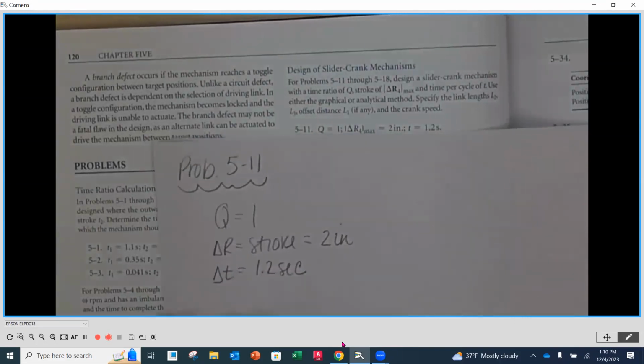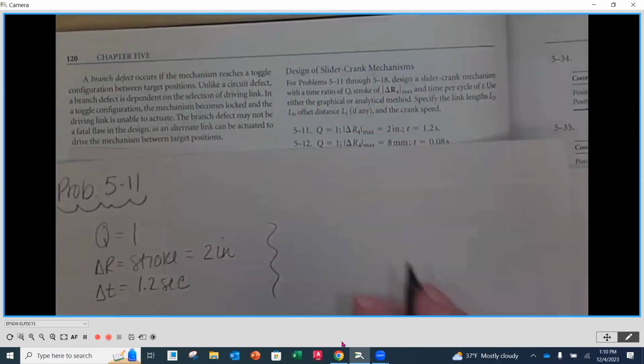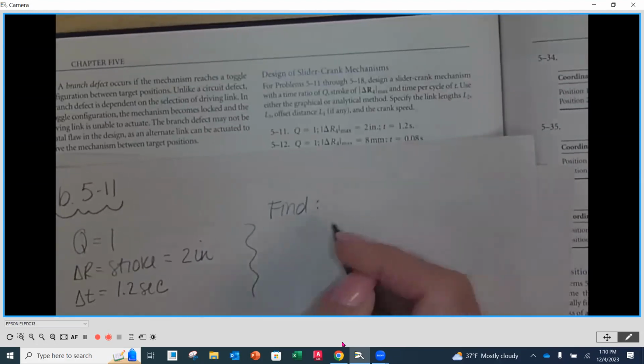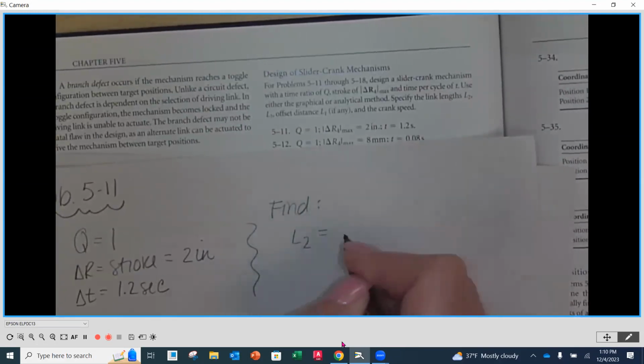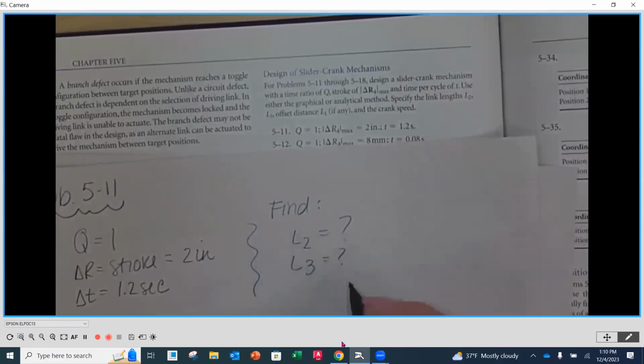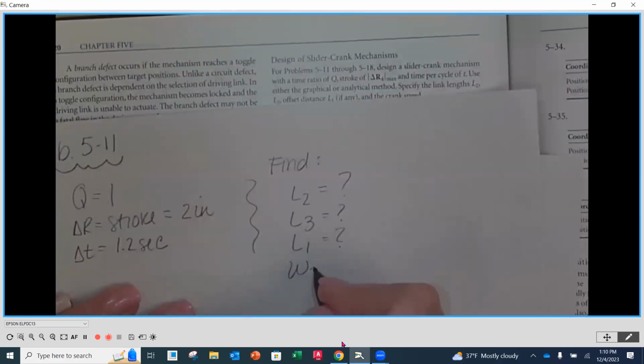Now, what we need to find, right? I'm going to draw a little line over here. So we need to specify the length of link number 2, link number 3, offset distance if it applies, we'll see if it does. And then we also need to find out what is the W of our crank, or most often it's considered W2, right?